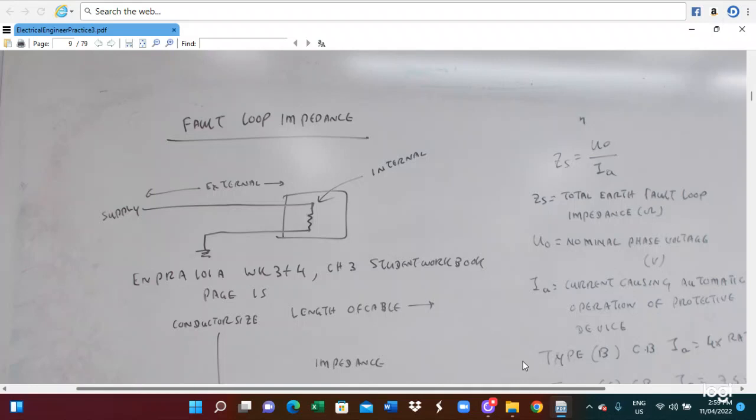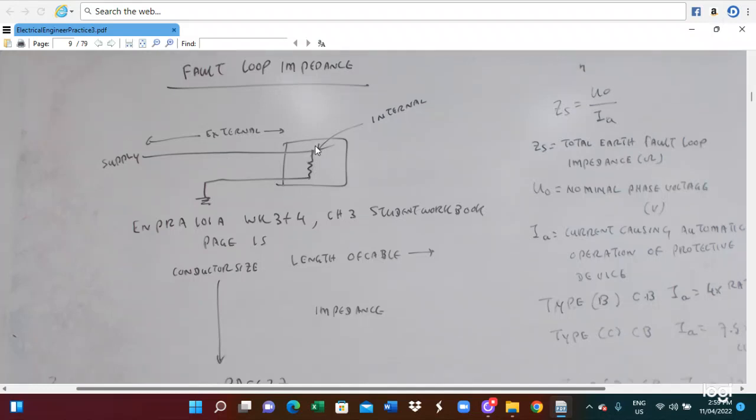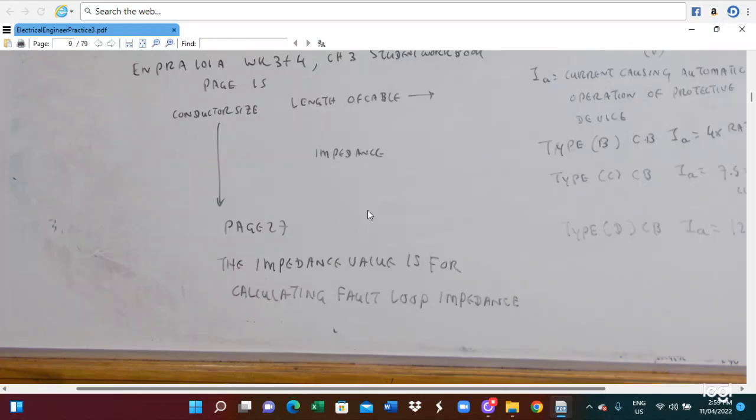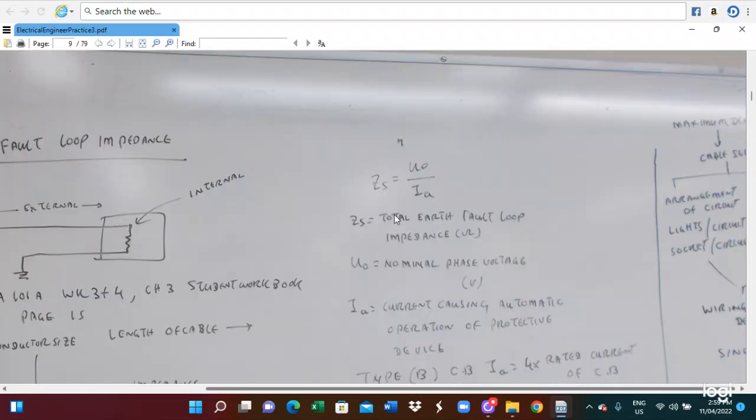Today, what I will explain is the fault loop impedance. So this is the supply, this is the equipment. From the supply to the equipment is what we call the external impedance, and inside the supply is the internal impedance. So there are two kinds of impedance: external impedance and internal impedance. The impedance value we calculate is the fault loop impedance, the total fault loop.